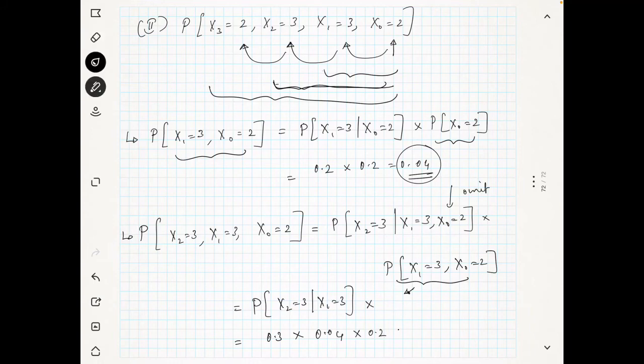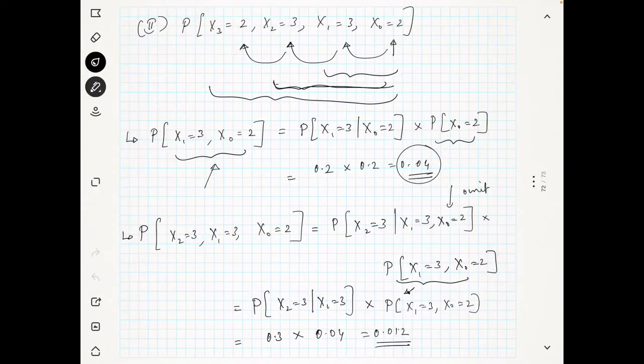So I can write it directly as the probability of x1 is equal to 3 and x0 is equal to 2, and we have already found this, so we don't need to calculate again. It is nothing but 0.04. We have already got the answer. So this is nothing but 0.012. I hope this is clear to you.